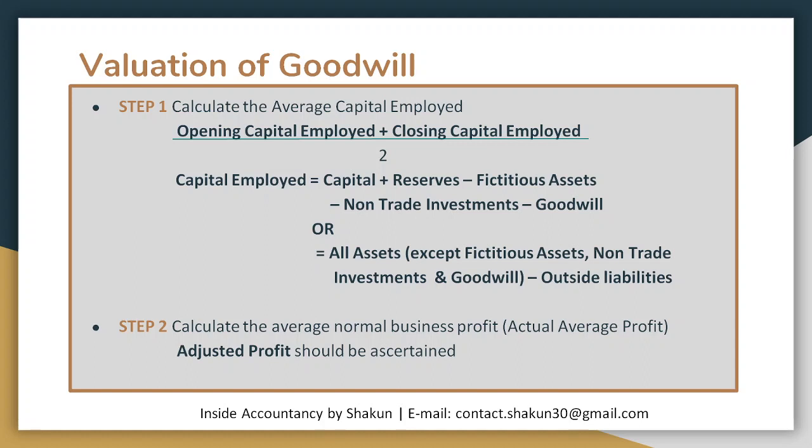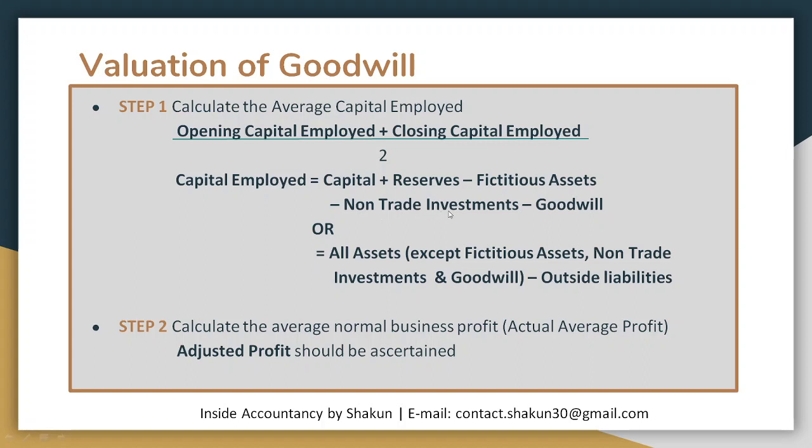Other than that, capital employed can be calculated by two approaches. First is the liability approach and second is the asset approach. Under the liability approach, the formula is the capital which is introduced into the business, plus the reserves which may be kept for future use, minus the fictitious assets. The fictitious assets such as preliminary expenses or underwriter's commission or advertisement suspense account, etc. All the fictitious assets have to be subtracted.